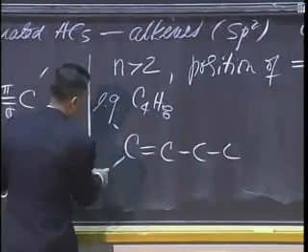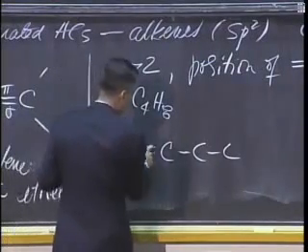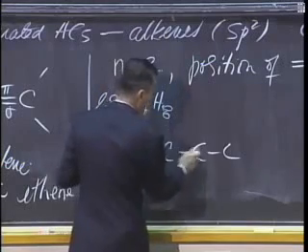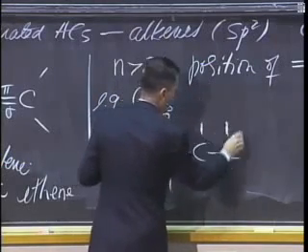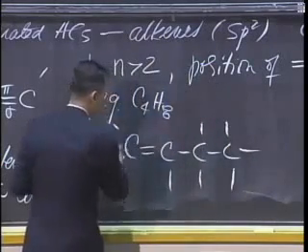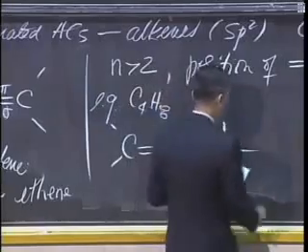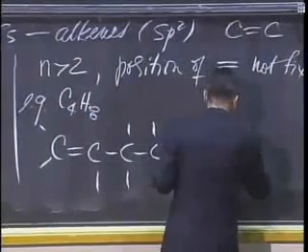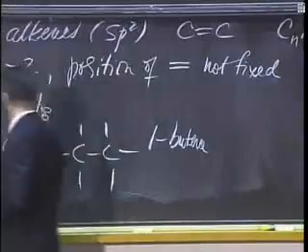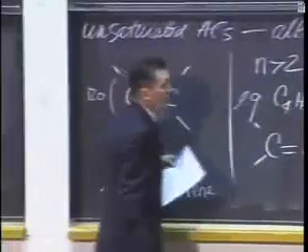There's the 120 degrees, hydrogen, hydrogen. Now 1, 2, 3, 4. So this is C4H8. And this is called 1-butene because the double bond is off of the first carbon.